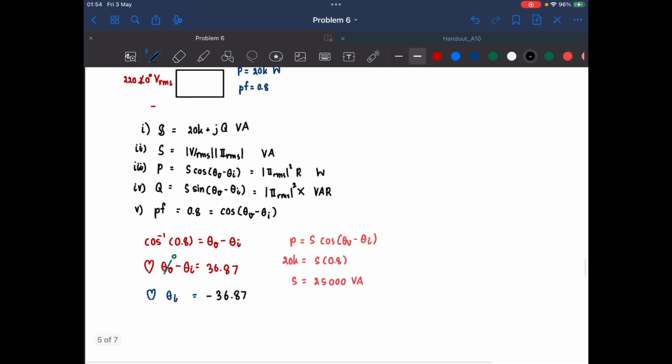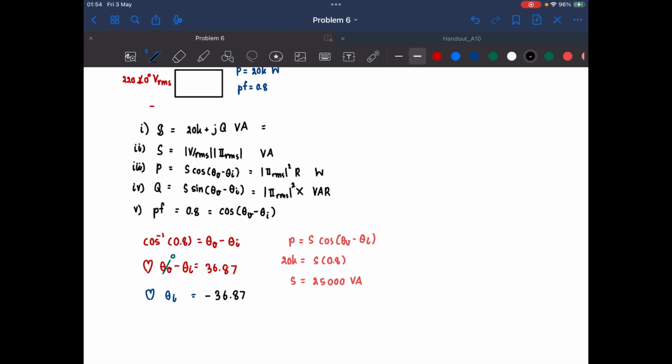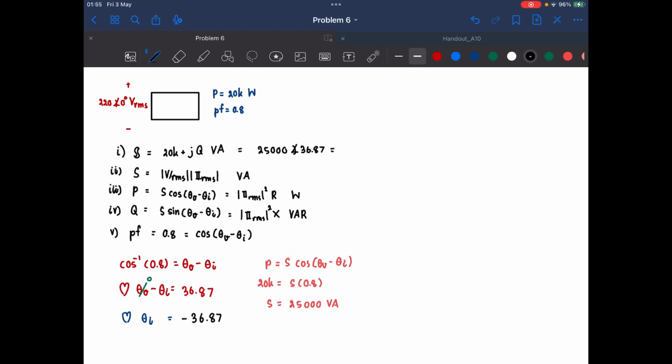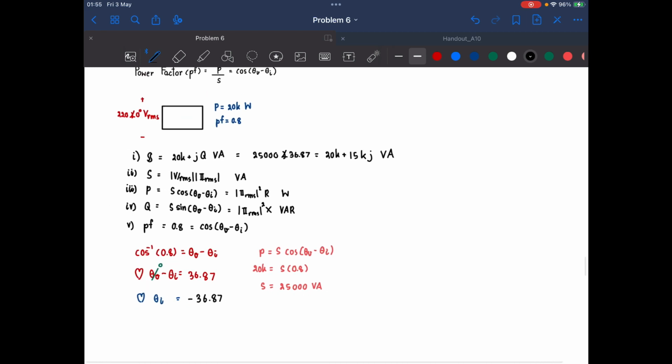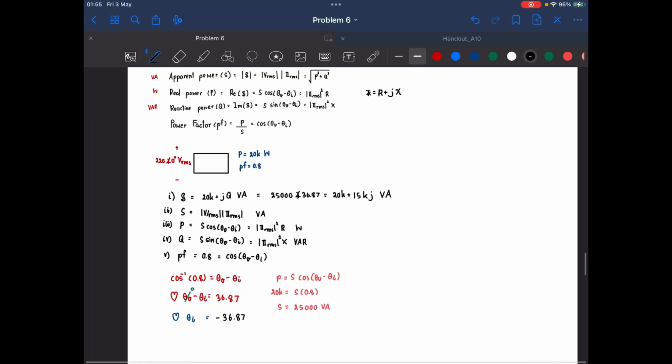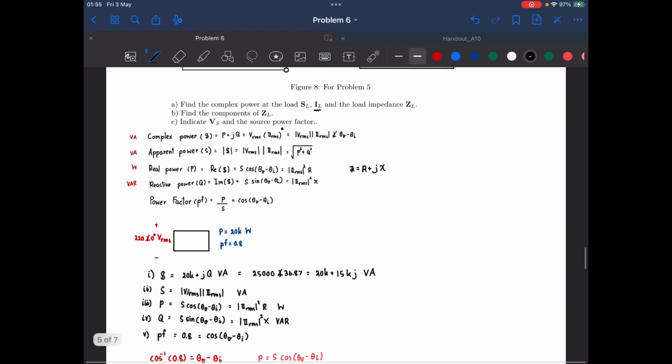Then we know that this is equal to this one with the degree of power factor, which is equal to this one. Now we know the complex power of the load.